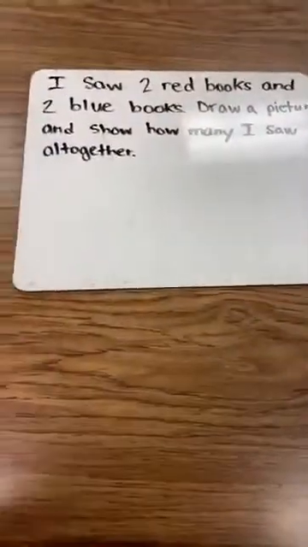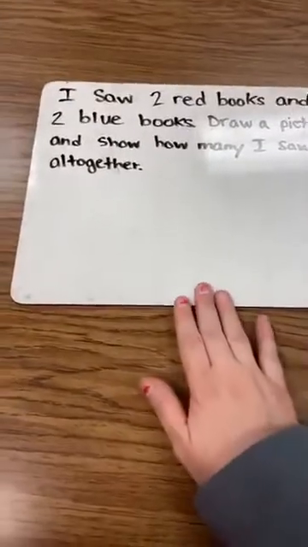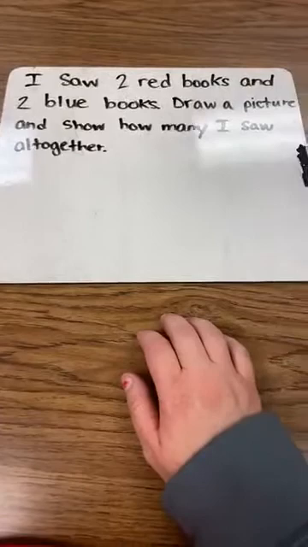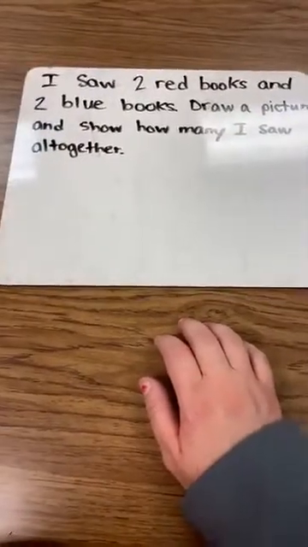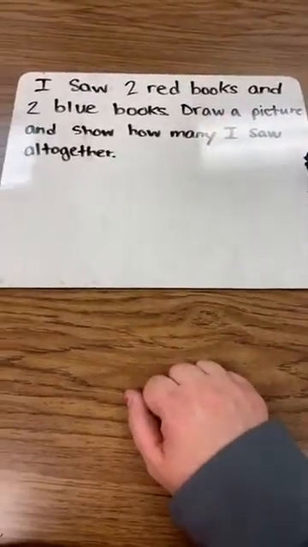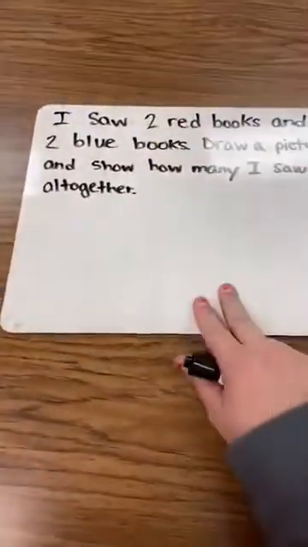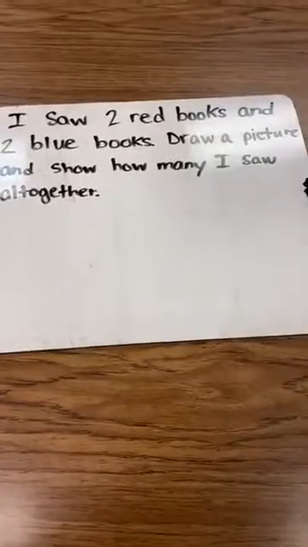Okay, today I wrote a problem on my board. It says, I saw 2 red books and 2 blue books. Draw a picture and show how many I saw all together. Okay, but first I want to know. I'm going to circle my numbers because that's going to help me.